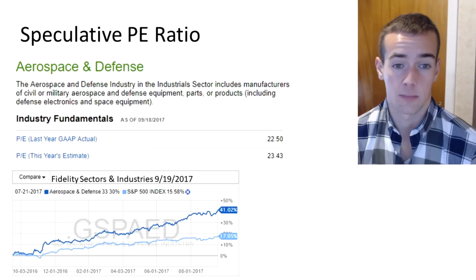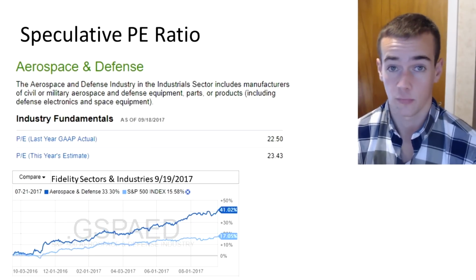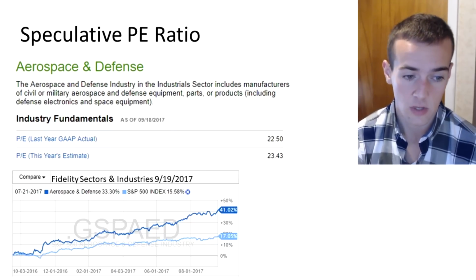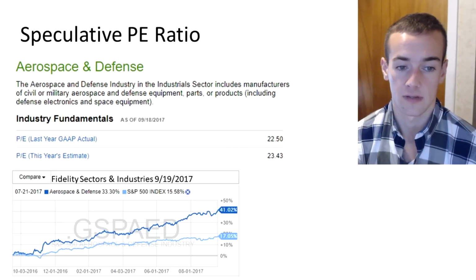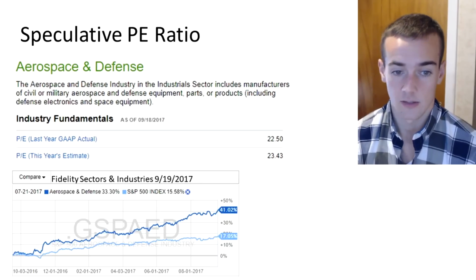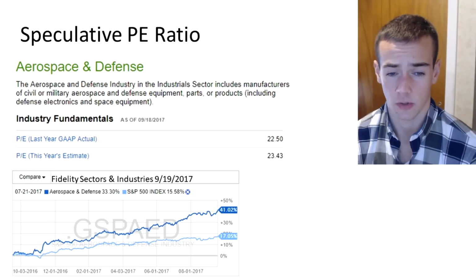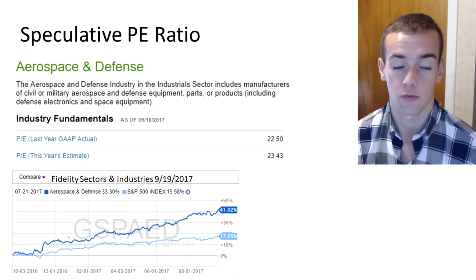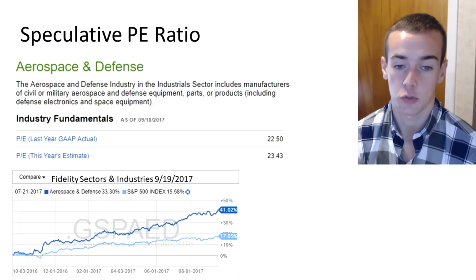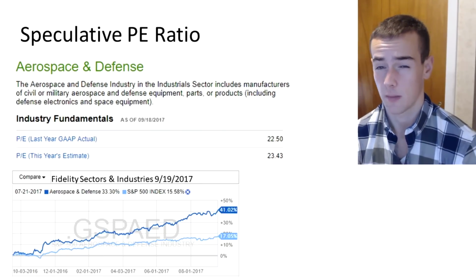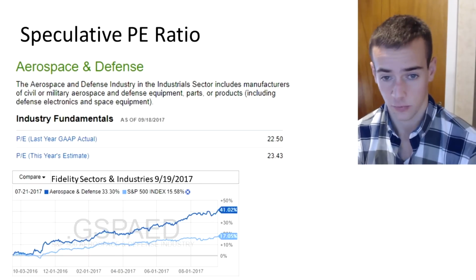So I want to give you guys an example of what someone would consider to be a speculative price to earnings ratio. If we look at the performance of this industry over the last year, as you can see, it has outperformed the S&P 500 quite significantly. I grabbed these figures on 9/19/2017, but at that point the year-to-date return on the S&P 500 was 17.05%, while the year-to-date return from the aerospace and defense industry was 41.02%. So this has been a major outperformer, and I want to try to find an investment that somebody might say is trading at a speculative price to earnings.